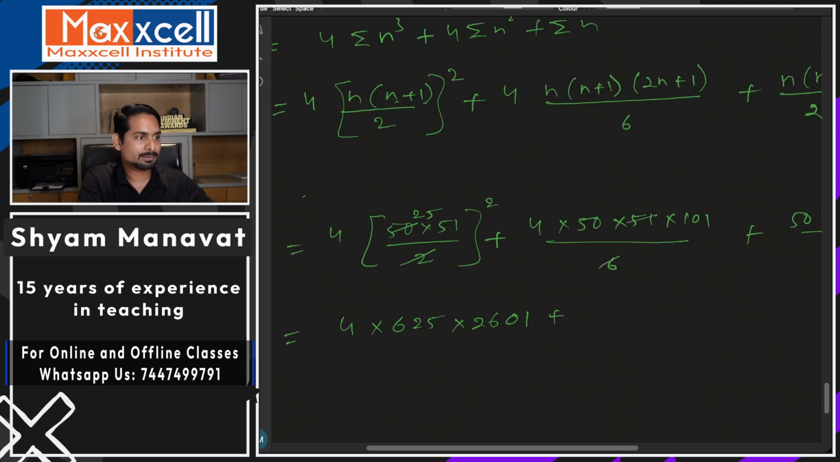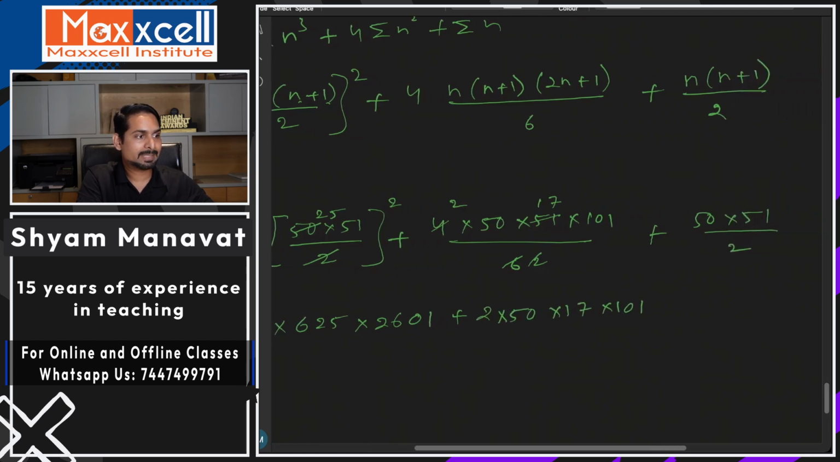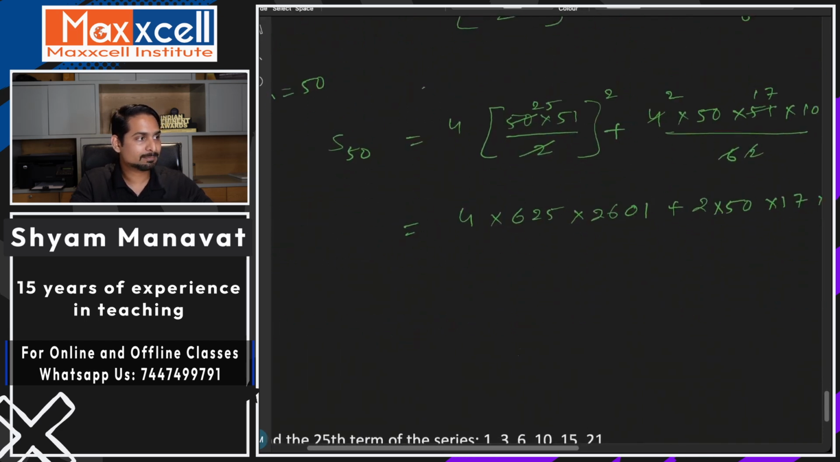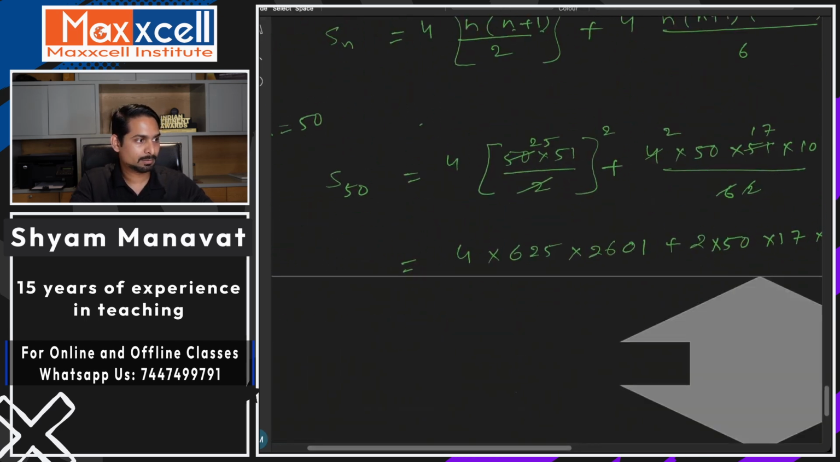3 cancel by 3, so here you got 2's, and this is 117, cancel by 2, here you got 2, so you have 2 into 50 into 17 into 101. Next, here again this is 25, so 25 into 51. Okay, let's simplify them one by one.